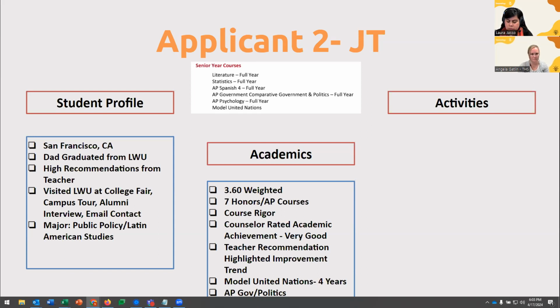His teacher recommendation also highlights this improvement trend that JT has shown throughout the 4 years. So that is something to consider. And like I mentioned earlier, he has participated in Model UN all 4 years. So this is something that he's very interested in. It lines up very well with his intended major of study. So we can kind of see that congruence over there. And he's also taking AP Government and Politics his senior year. So that is also an added factor that really supports his intended major of choice.